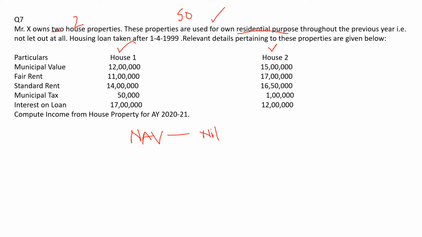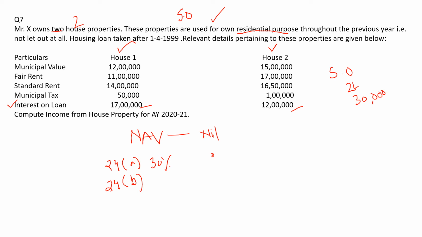Let us see whether any interest on loan has been given. Yes, so we get a deduction under section 24. Under 24A it will be 0 only, as a 30% deduction on a nil NAV is 0. And the section 24B deduction will be how much? The interest on loan is 17 lakh and 12 lakh. And we know that for self-occupied property the deduction is 2 lakh or 30,000, whichever condition is satisfied.